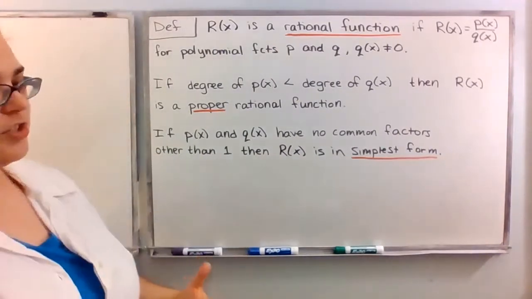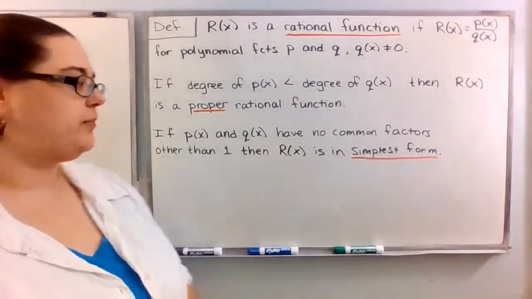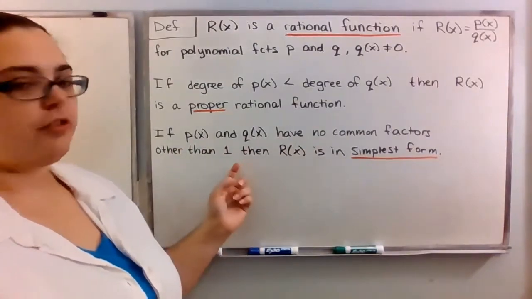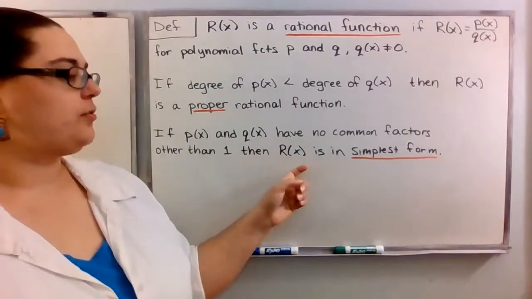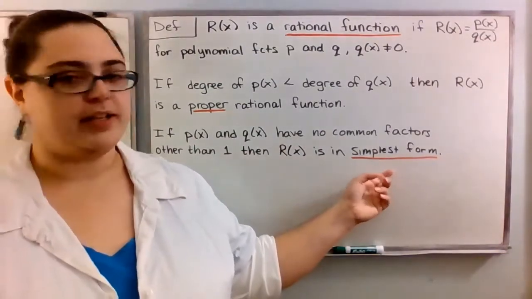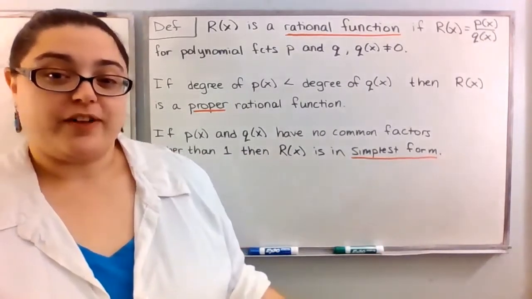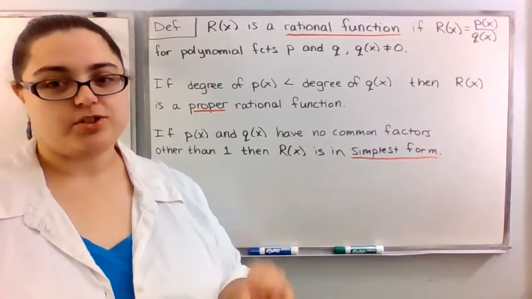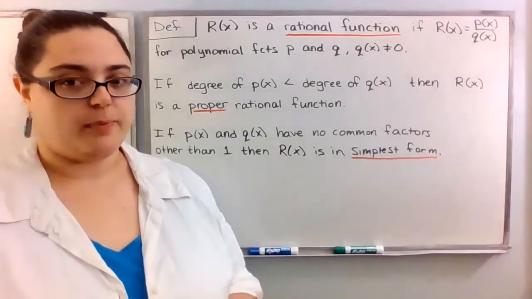And lastly, just like you can simplify a fraction, you can simplify a rational expression. If P and Q have no common factors other than 1, because 1 is a common factor for all things, then the rational function is said to be in simplest form. If they do have a common factor, then we'll cancel out that factor, but we will have to make sure we account for the canceled factor when we state our domain.